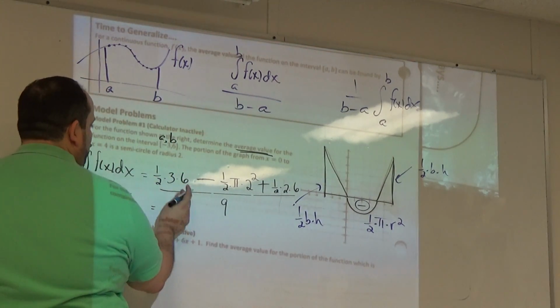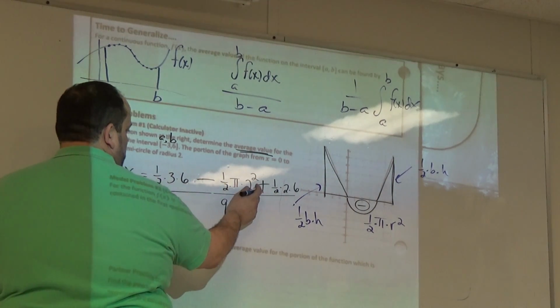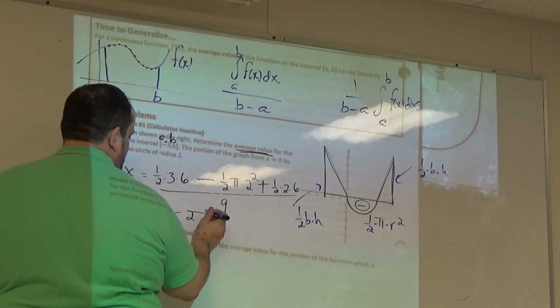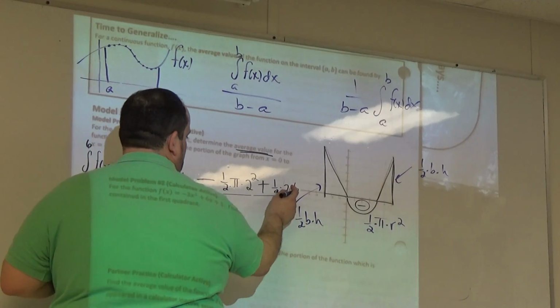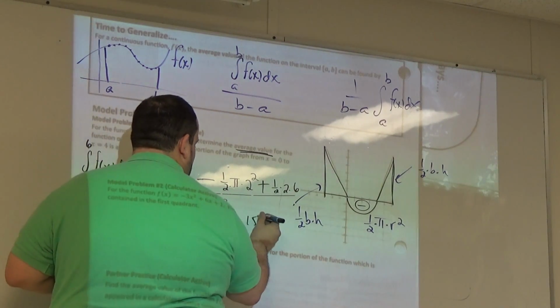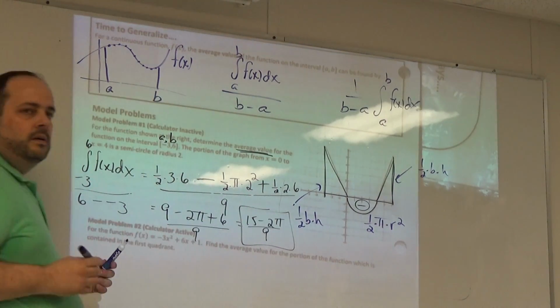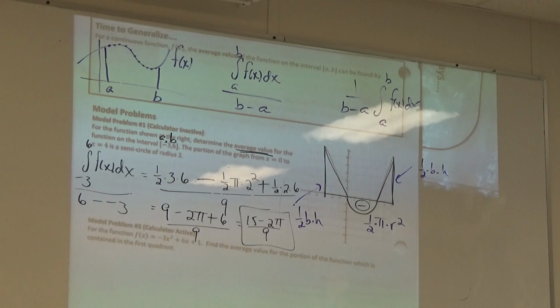So finish it off. 3 times 6 is 18, cut it in half is 9. 2 squared is 4, 4 pi, cut that in half, 2 pi. 6 times 2 is 12, cut that in half is 6. Divided by 9, I think the answer is 15 minus 2 pi over 9. How many guys have 15 minus 2 pi over 9? 1, 2, 3. Whole bunch. We're in a good place.